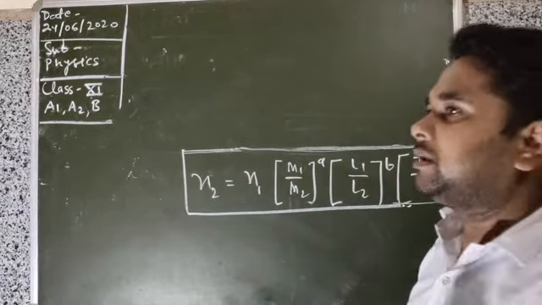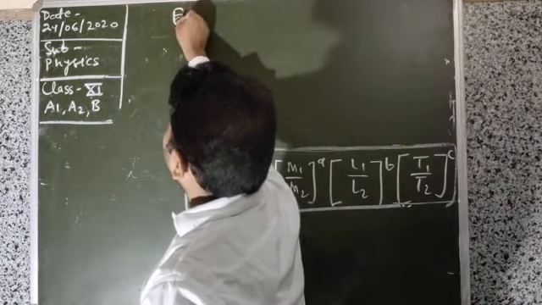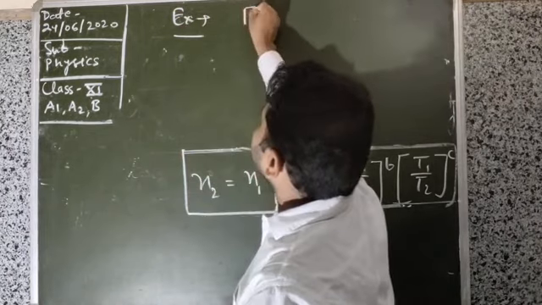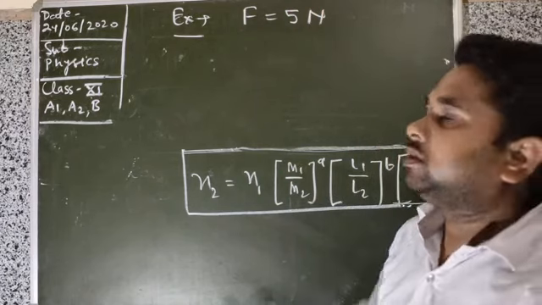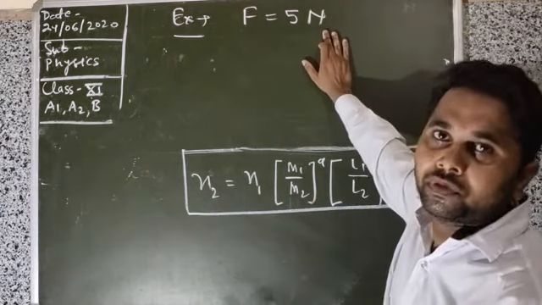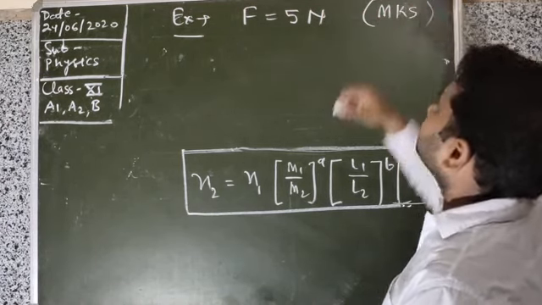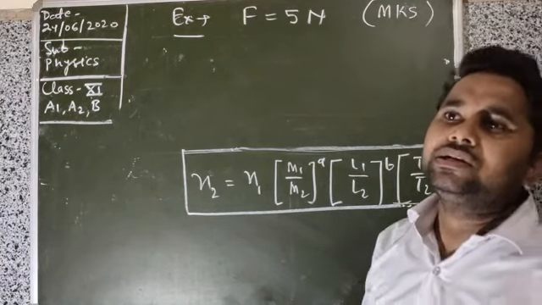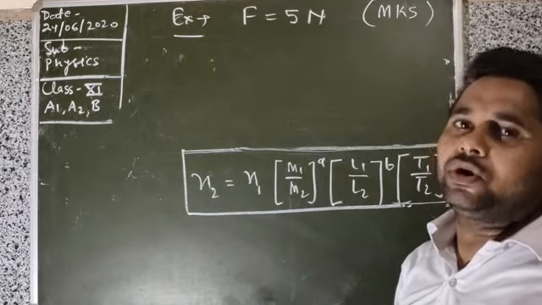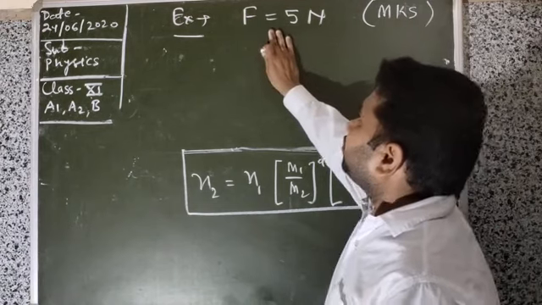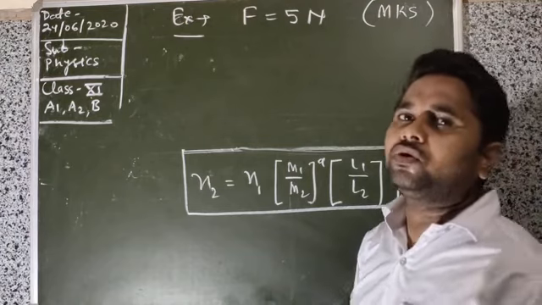Let's use one example to solve with this formula. Suppose in the question the given force is 5 Newton. 5 Newton means the force is given in the MKS system. Newton is the MKS unit, or SI unit, of force. Suppose you have to convert this force into the CGS system. The CGS unit of force is dyne.